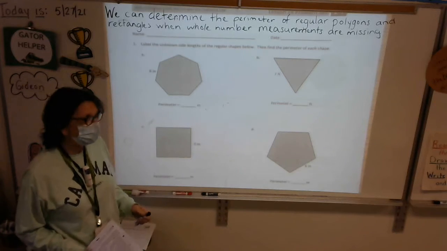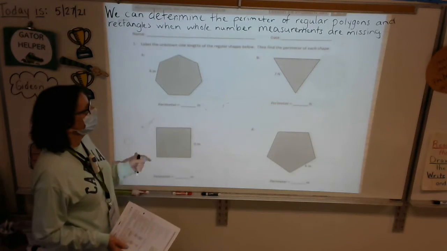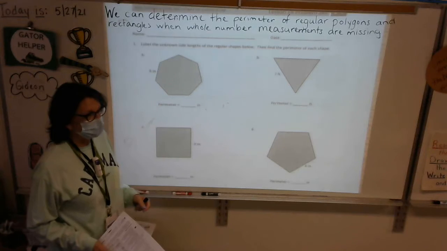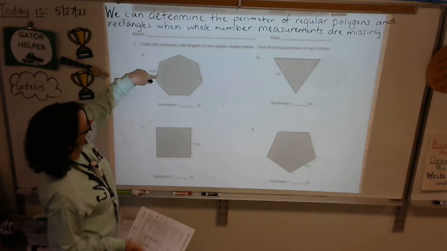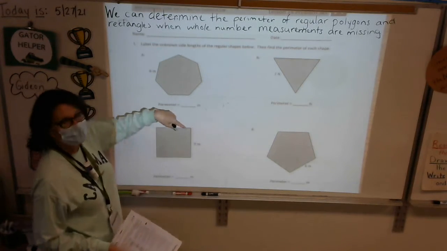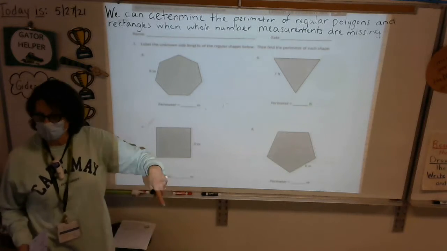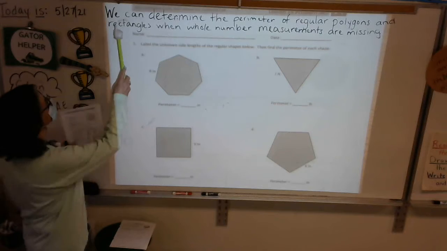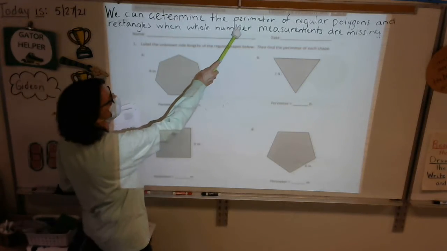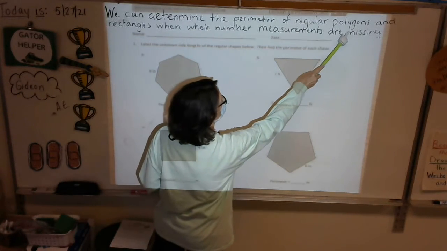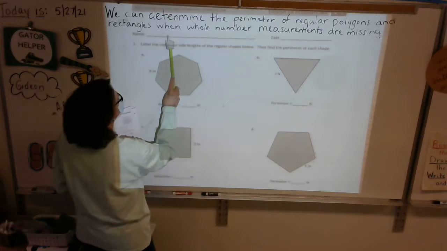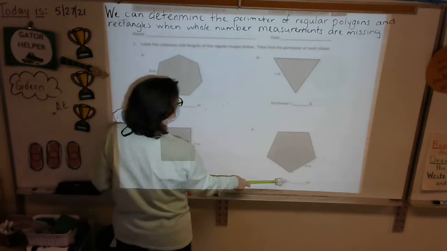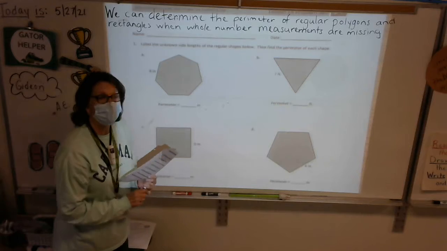Today we're going to continue our unit on perimeter, and we're going to find the perimeter when we have whole number measurements missing. So let's go ahead and read our learning target together, okay? On the count of one, class. 3, 2, 1. We can determine the perimeter of regular polygons and rectangles when whole number measurements are missing. Okay, so it's really important.